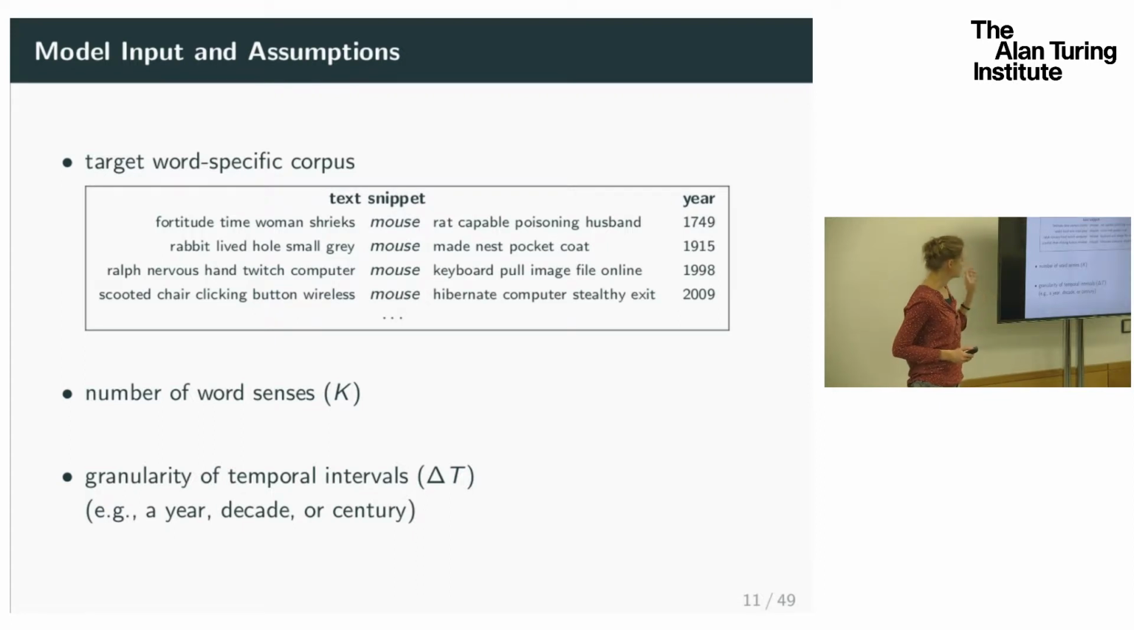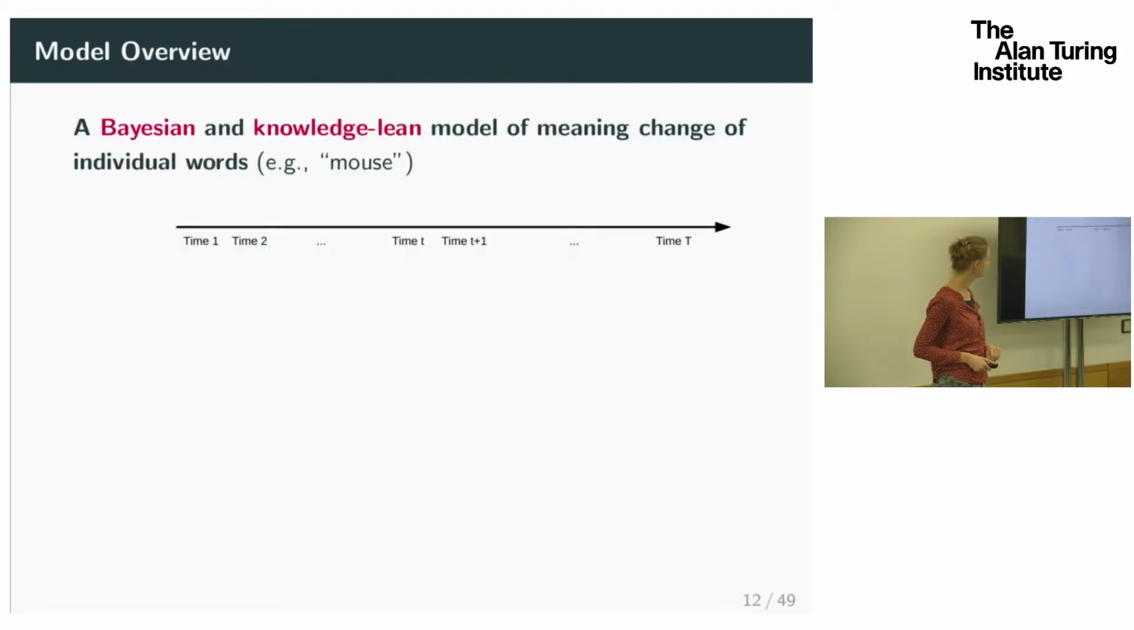And then our model learns word meaning representations for contiguous temporal intervals. And we need to define what we mean by a temporal interval. We need to define the time where we start tracking meaning, where we end tracking meaning, and then chop this time up, for example, into decades, into centuries, into years, and then we learn one individual representation for each of those intervals. That's another parameter that we put into the model. Our model is Bayesian. It is knowledge lean in the sense that we don't need parsers or any heavy linguistic preprocessing. And on a very high level, it works as follows.